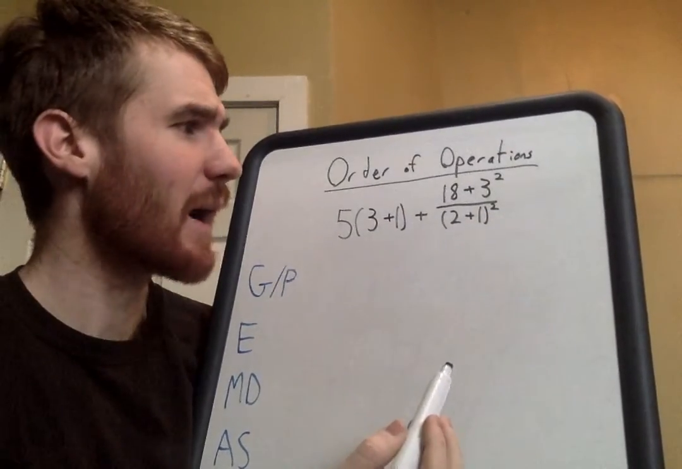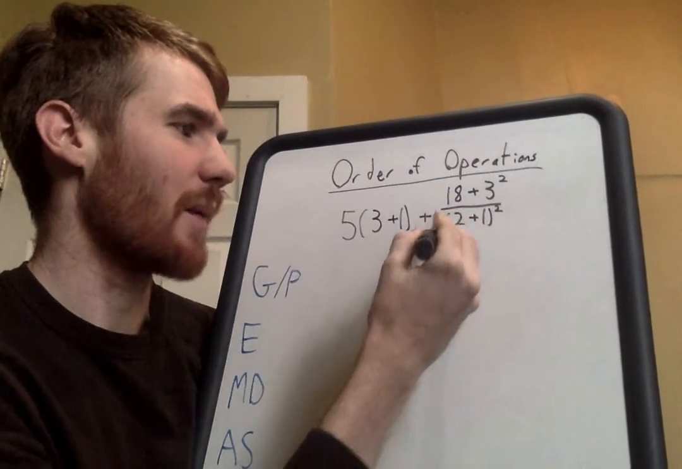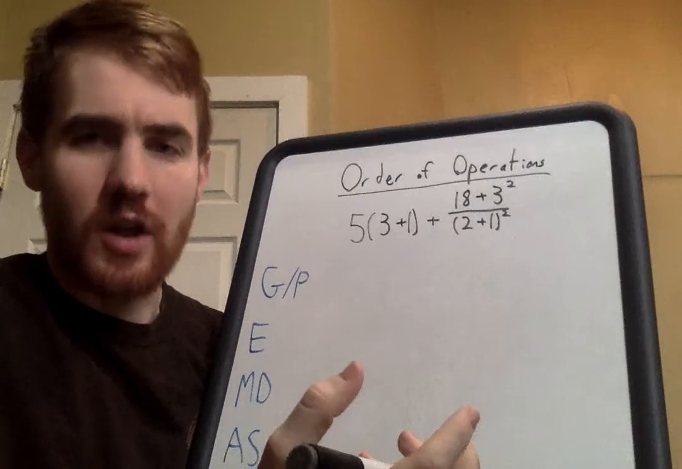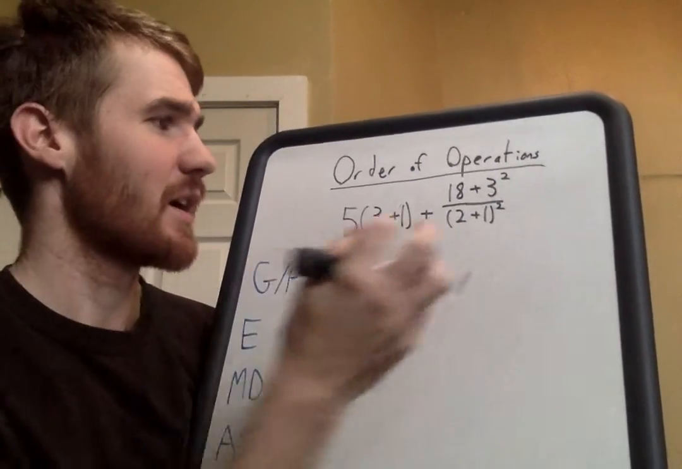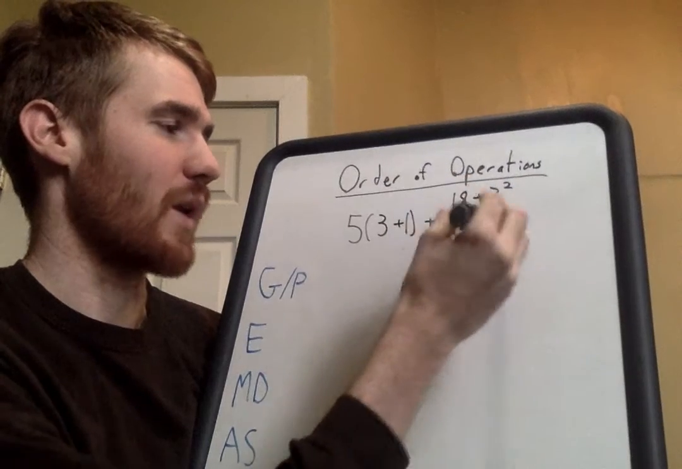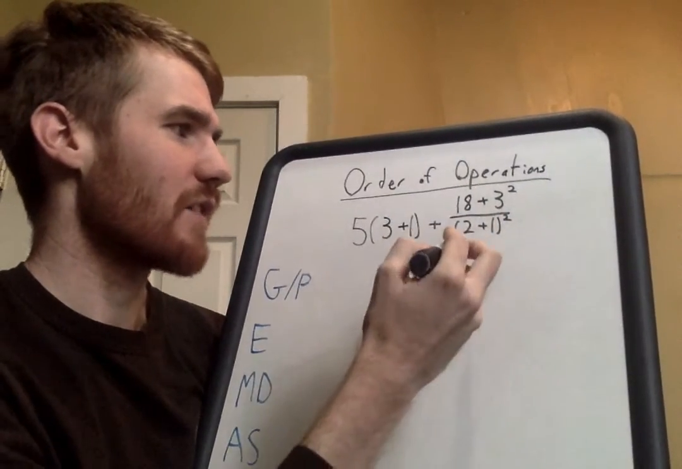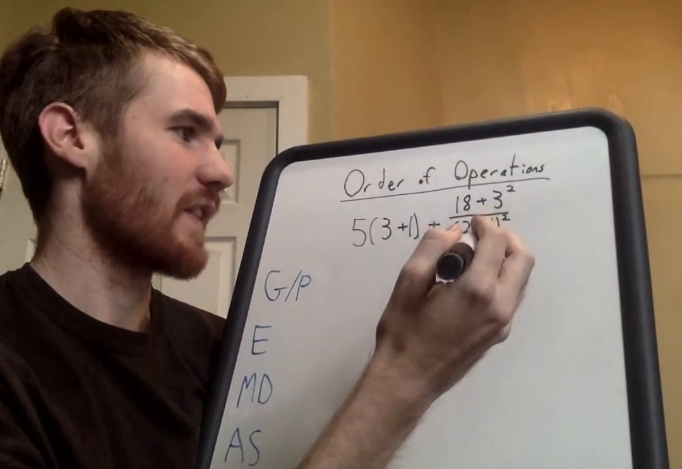Now the thing to keep in mind is that both the numerator, the top of the problem, and the denominator, the bottom of the problem, are considered grouping symbols on their own. And this is one of the reasons I like to use GEMDAS instead of PEMDAS, because these are grouping symbols as well. So before we go on to all of the other stuff, we need to kind of simplify this fraction down. So let's look at this.